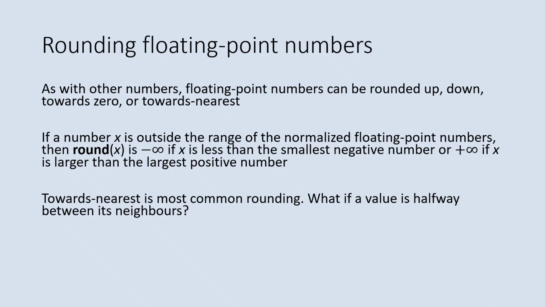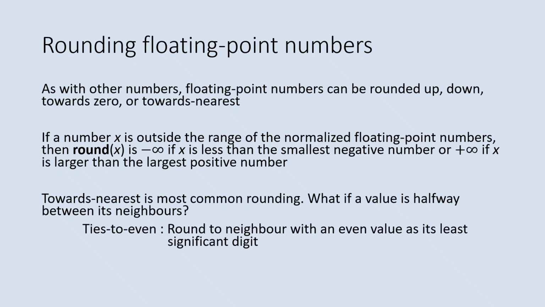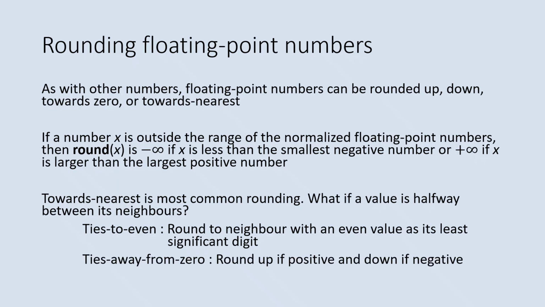Again, we're not going to get into those details now, but the idea is if we're halfway between the neighbors, there are a couple of ways to decide between the two, which way do we go? And one of those is called ties to even. So you round to the neighbor with an even value as its least significant bit. Only one of these will have an even value as its least significant bit, and you just go to the one with that situation.